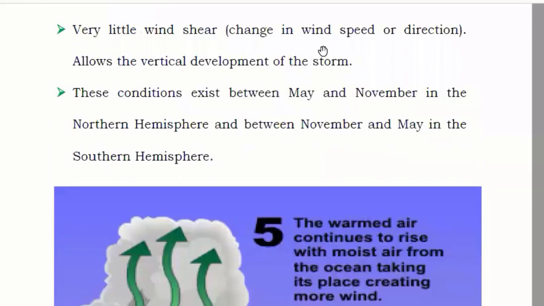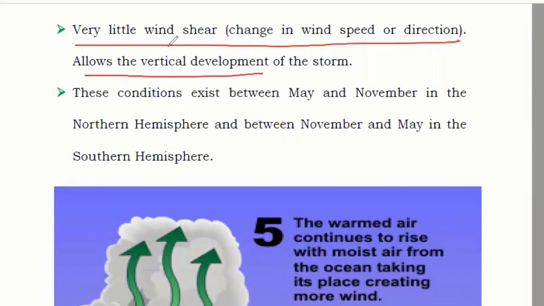Okay. Now, after that, very little wind shear, meaning change in wind speed or direction, allows the vertical development of the storm. So the other condition is that there should be little change in wind speed. For example, if the wind is blowing and the direction changes a little bit, not suddenly, very little. And if the wind speed is less, then it will develop slowly.